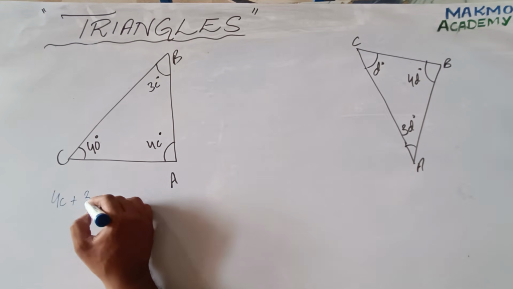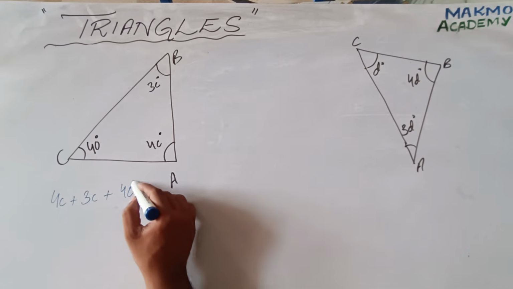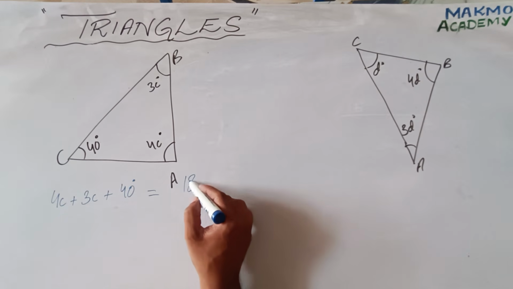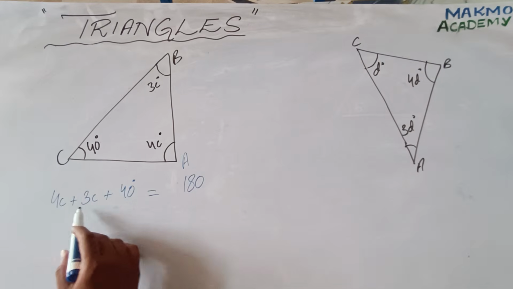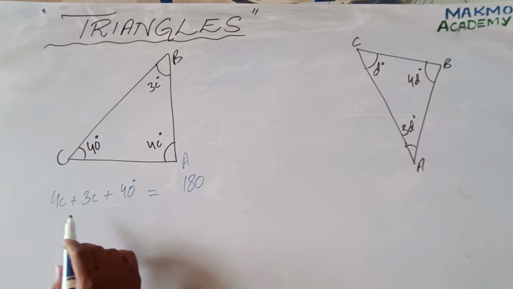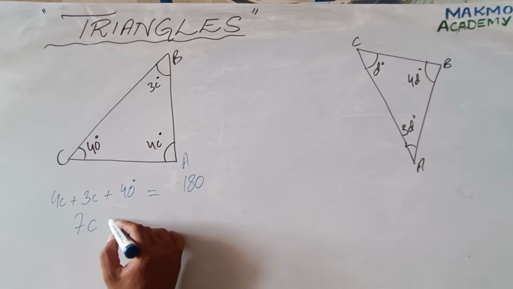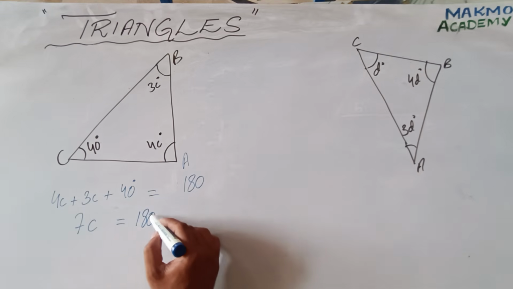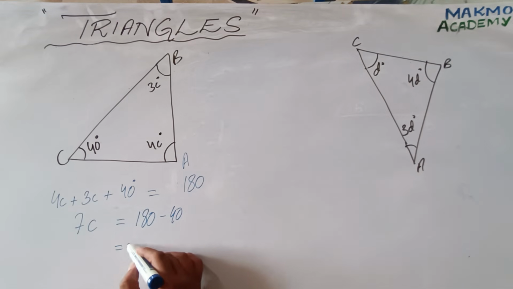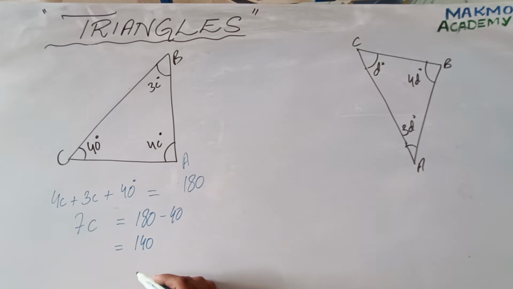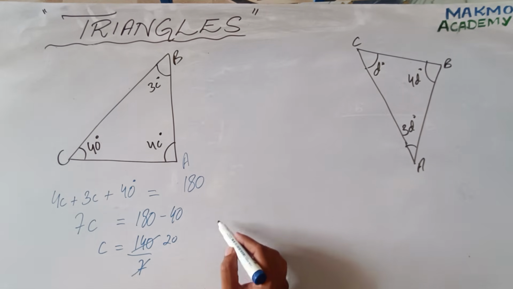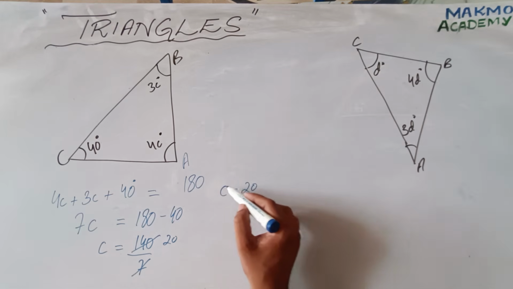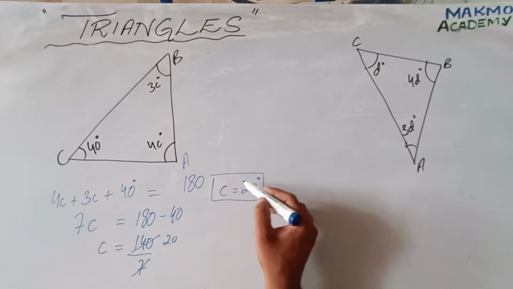4C plus 3C plus 40, the sum of all three angles, is equal to 180 degrees. Now 4C and 3C are like terms because both have the same variable. So this would be 7C is equal to 180 minus 40. This gives us 140, and this 7 is multiplying over here, it will come over here and divide this. 7 ones are 7, 7 20s are 140, so C is equal to 20 degrees. So this is how we can find out the value of the unknown.